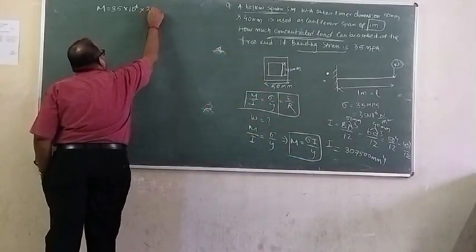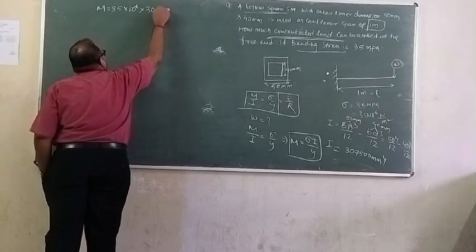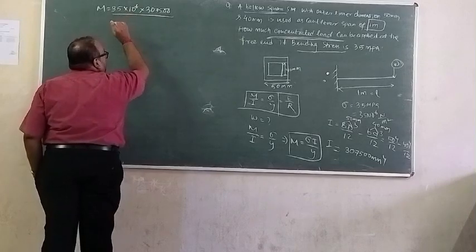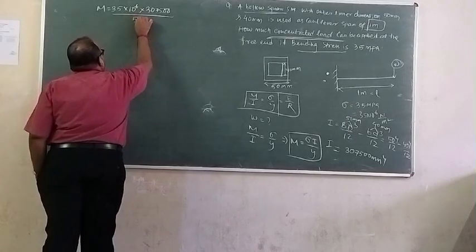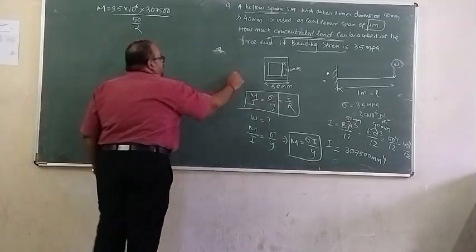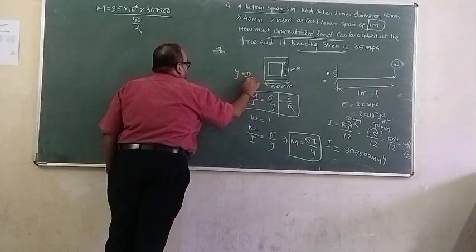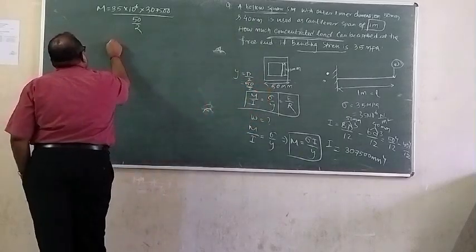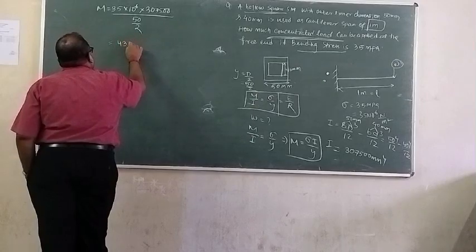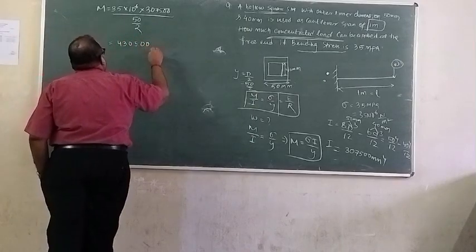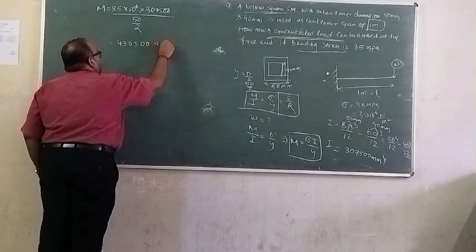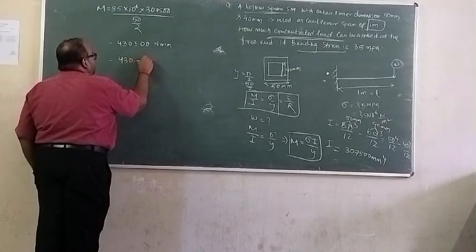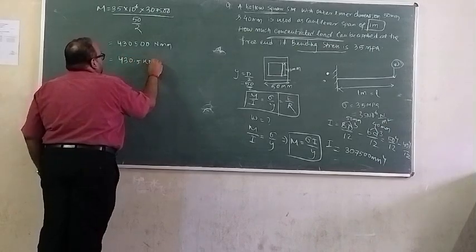That value will put here, 307500, and the Y value equals D divided by 2. So D is 50 here. So 50 divided by 2. Y equals D divided by 2, which equals 50 divided by 2. Upon solving this, we are getting 430 Newton mm. So I can write this as 430.5 kilonewton meter.